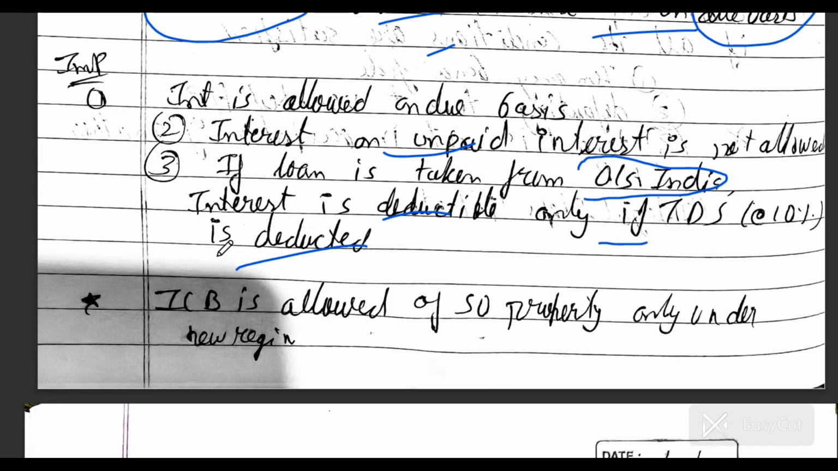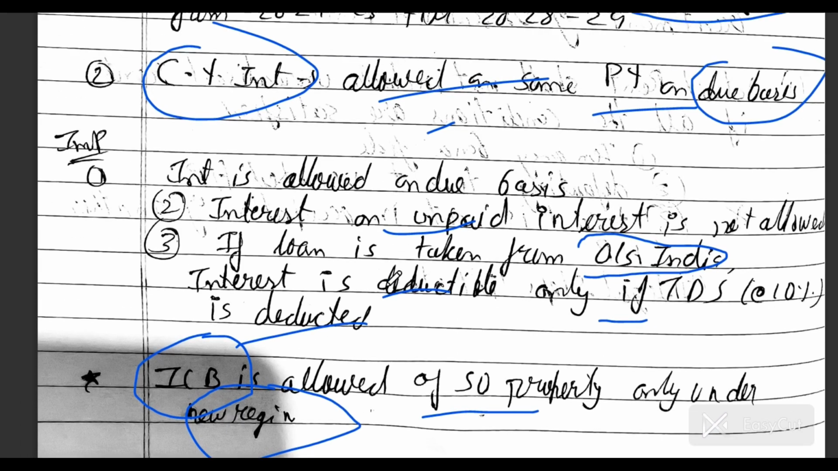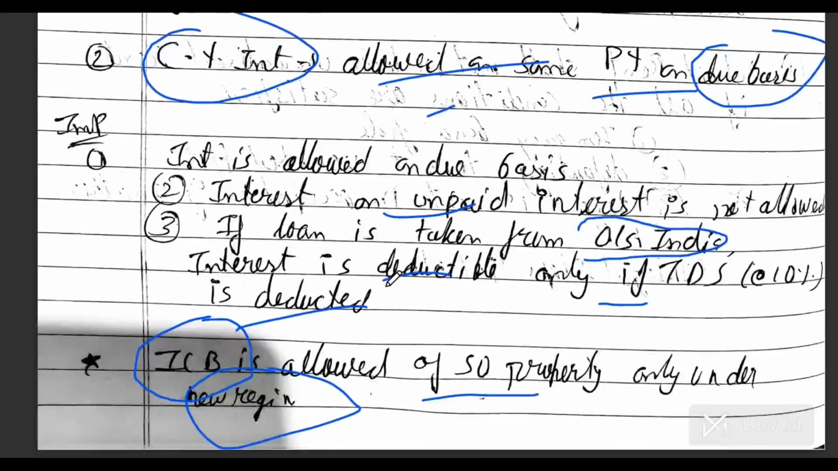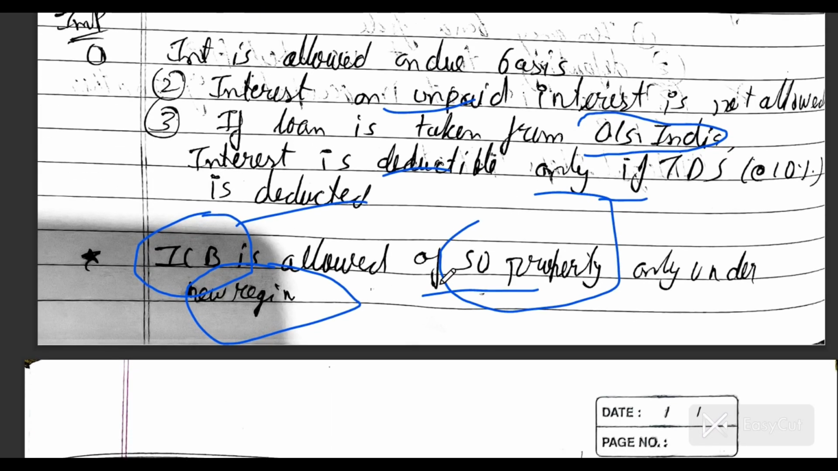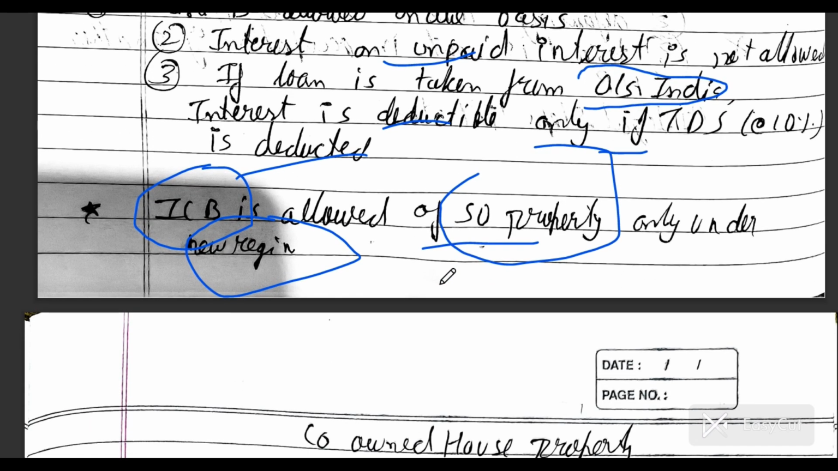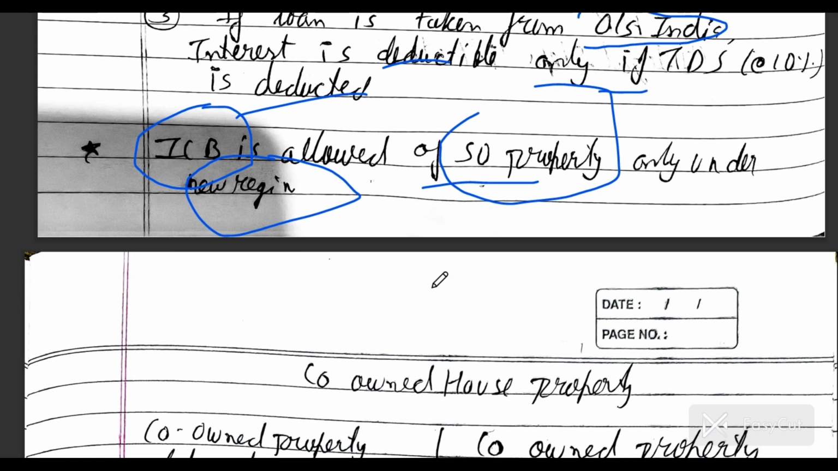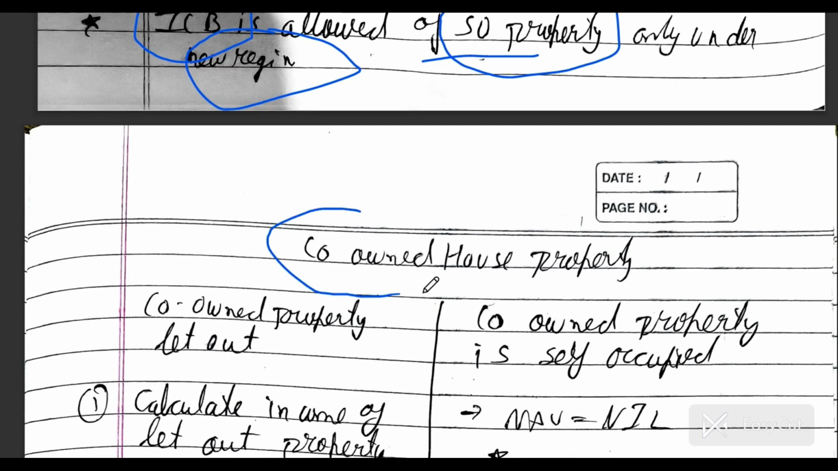Okay, interest on capital borrowed is allowed as a deduction from house property only under the new regime. This one is pre-construction interest. Under the old regime, pre-construction interest on capital borrowed is not allowed, except for one exception under the old regime.